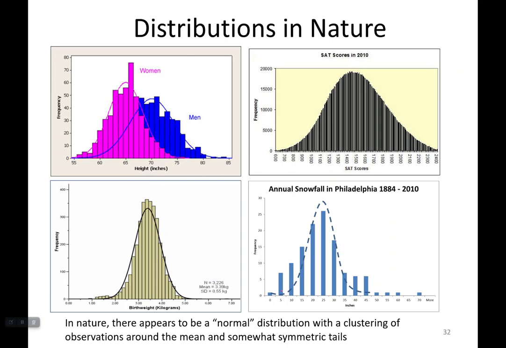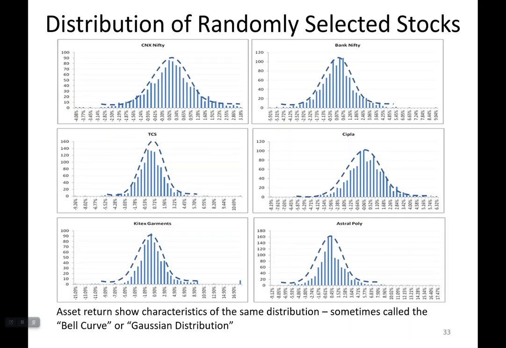I tried to do that using snowfall in Philadelphia. I did get a bit of a single peak, but it was anything but symmetric. It seemed to have a really fat right tail. It's kind of an odd-shaped bell. All right, so this is what we call a normal distribution. That's just a normal distribution of things we find in nature.